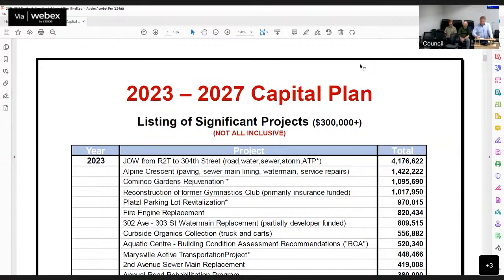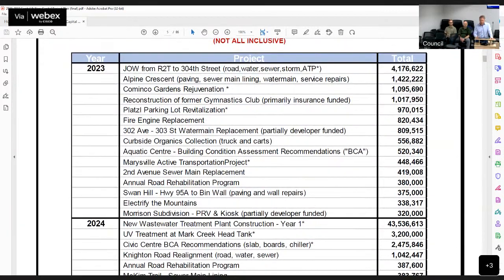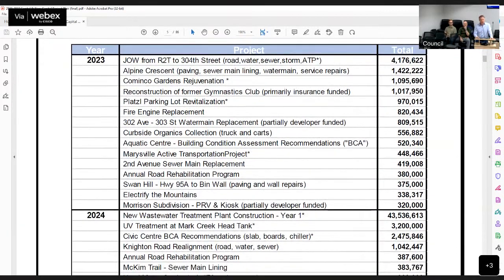There'll be some opportunities through the course of the presentation, but if there are any projects that you see that you do have questions on, certainly.